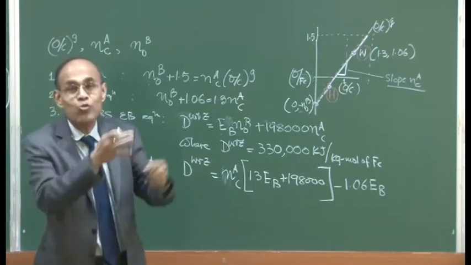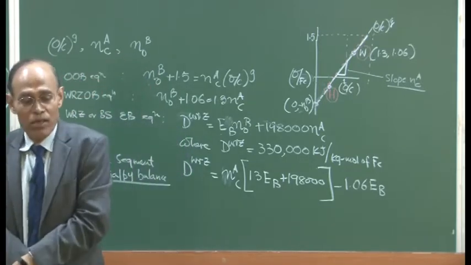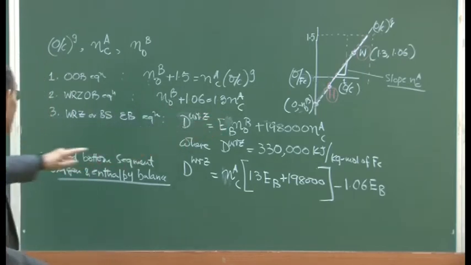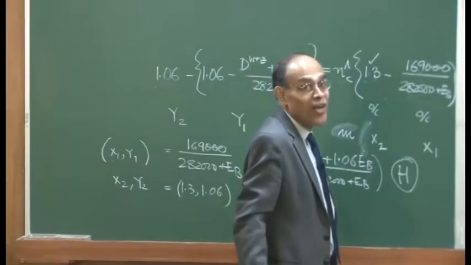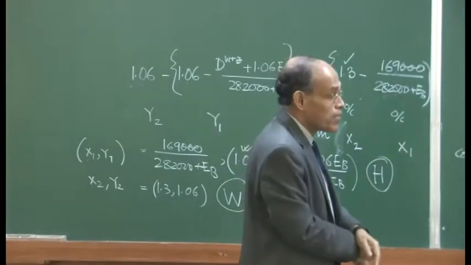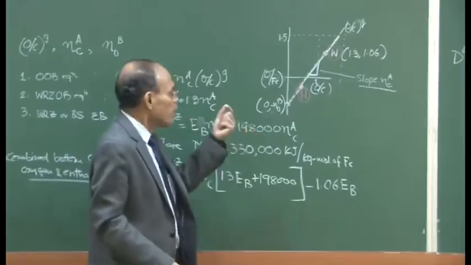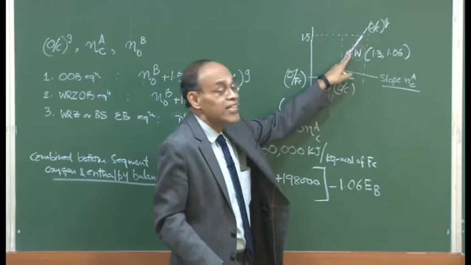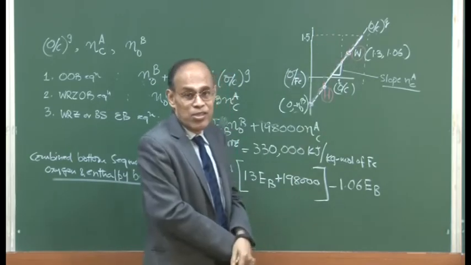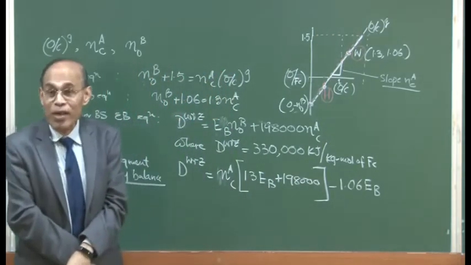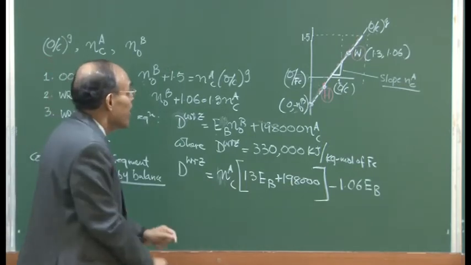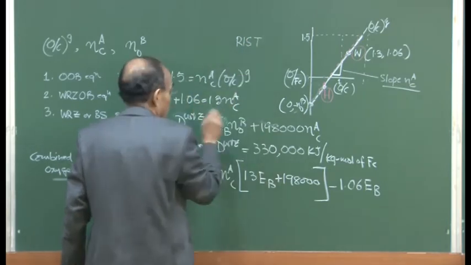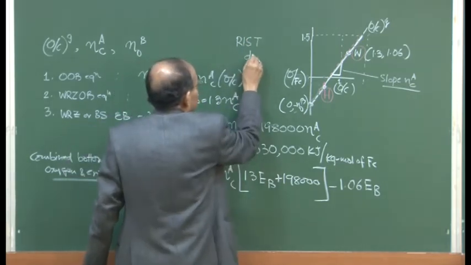Suppose today I am using one variety of ore, and tomorrow I use another variety of ore. The line is going to change now, because these coefficients, 1.06 and dWRZ, are going to change from ore to ore and practice to practice. So, for a given blast furnace operation, for a fixed practice, we will have a characteristic H point and a characteristic W point, and the line thus established will be called the blast furnace operating line. This diagram is popularly known in the iron making literature as the Rist diagram.